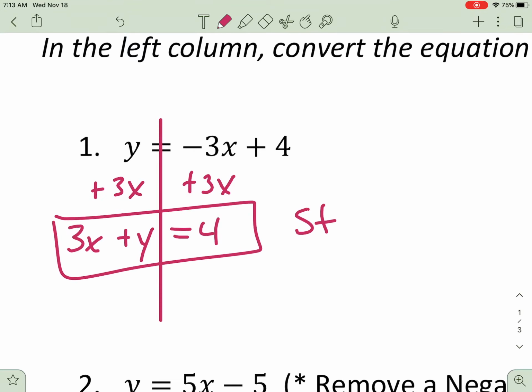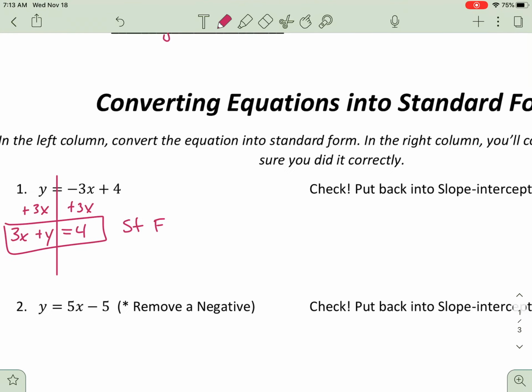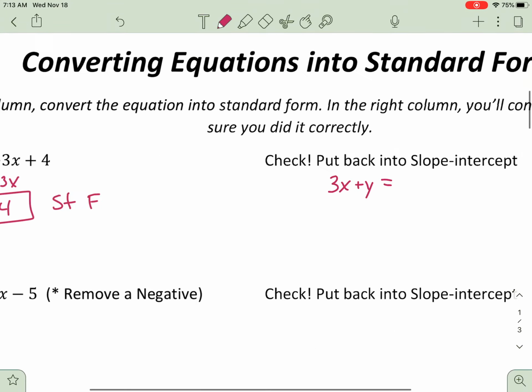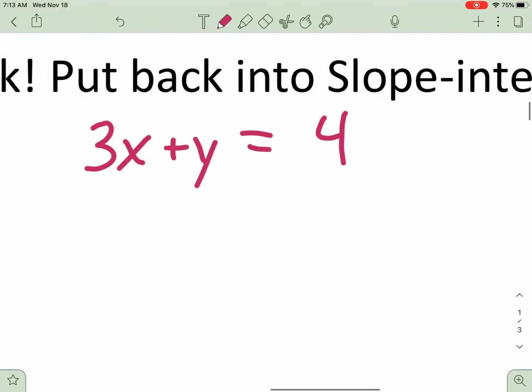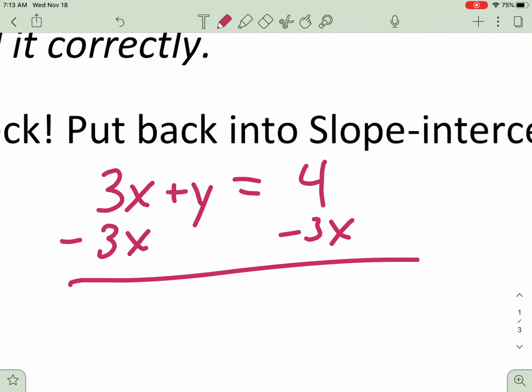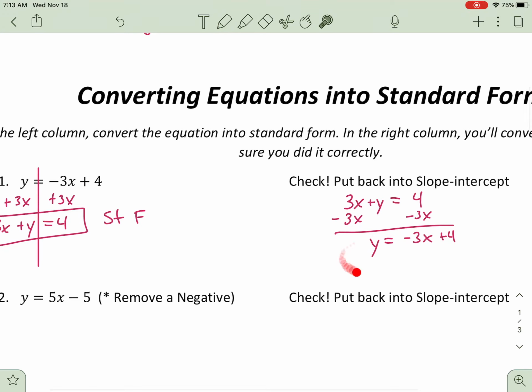That is standard form. But we want to be able to check it by putting it back in slope-intercept form. So 3x plus y that we just got equals 4. How do we get it back to slope-intercept form? We change it back to y equals mx plus b. To do that, you just subtract 3x. So y equals negative 3x plus 4. Is our final answer, when we convert it backwards, the same as what we started with? Yes, it is. So this is good.